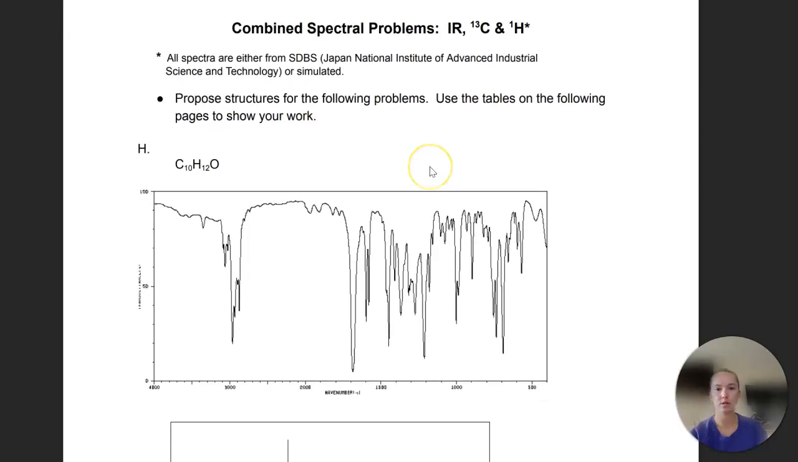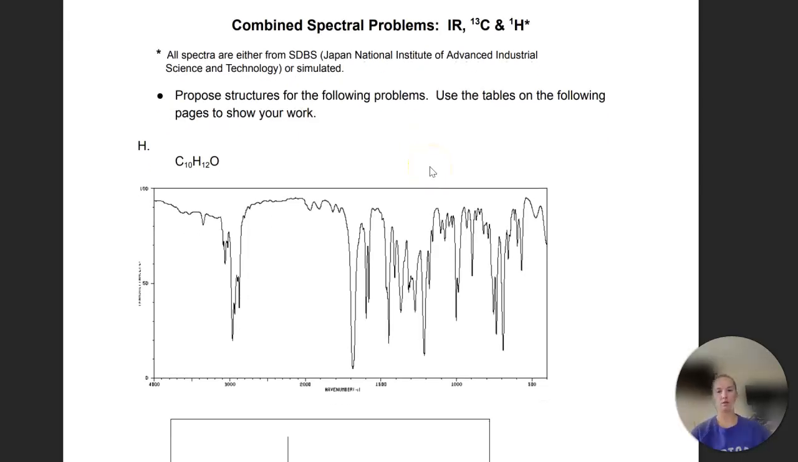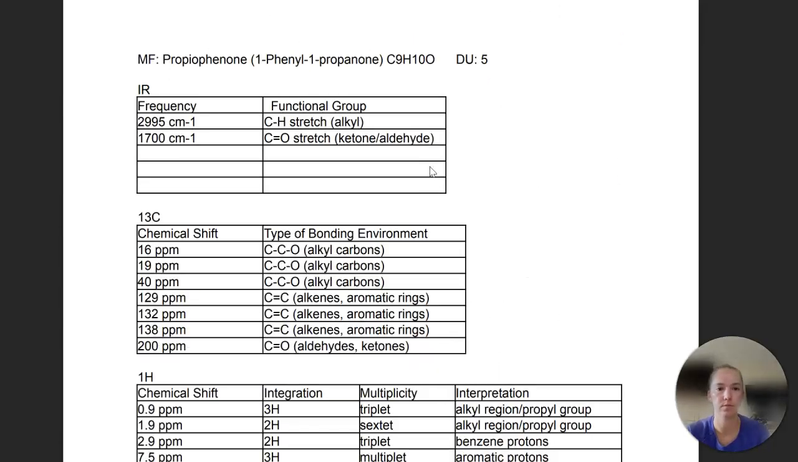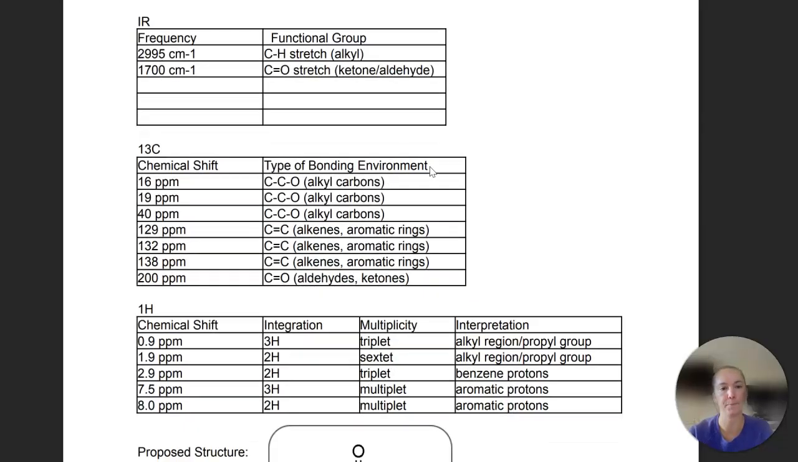So to continue from my previous video, again, we'll start with this first table. And just to review, the peaks at 2995 and 1700 correspond to a stretch between a carbon and a hydrogen, and a double bond stretch between a carbon and an oxygen, likely pointing to a ketone or aldehyde.